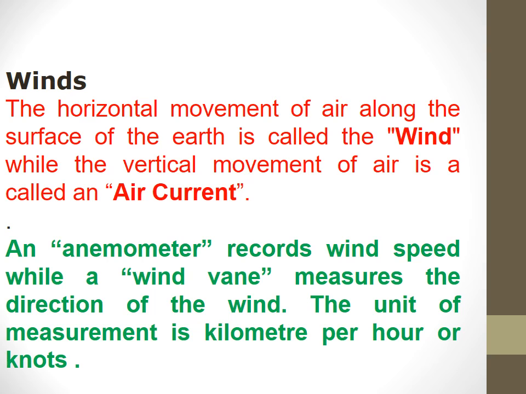An anemometer records wind speed, while a wind vane measures the direction of the wind. In the book, page number 184, you see that the picture is given of an anemometer and a wind vane. So the anemometer is used to record the wind speed. Wind speed record பண்றதுக்கு anemometer use பண்றாங்க. Then the wind vane measures the direction of the wind. The unit of measurement is kilometer per hour or knots.